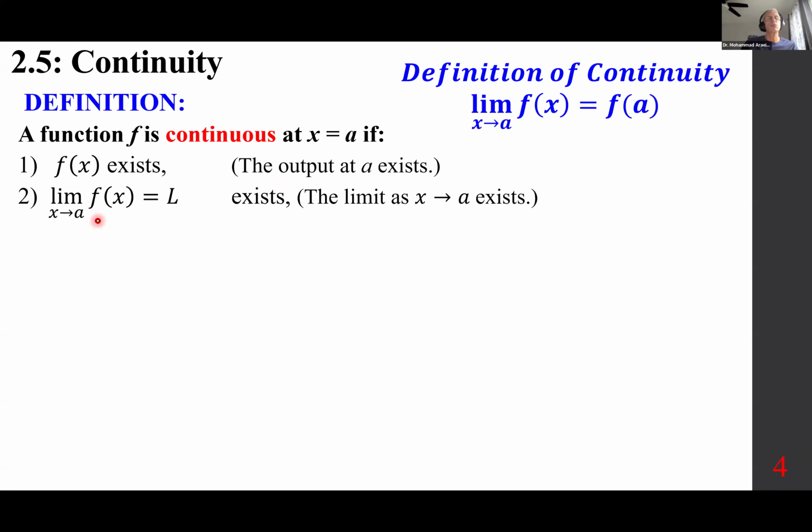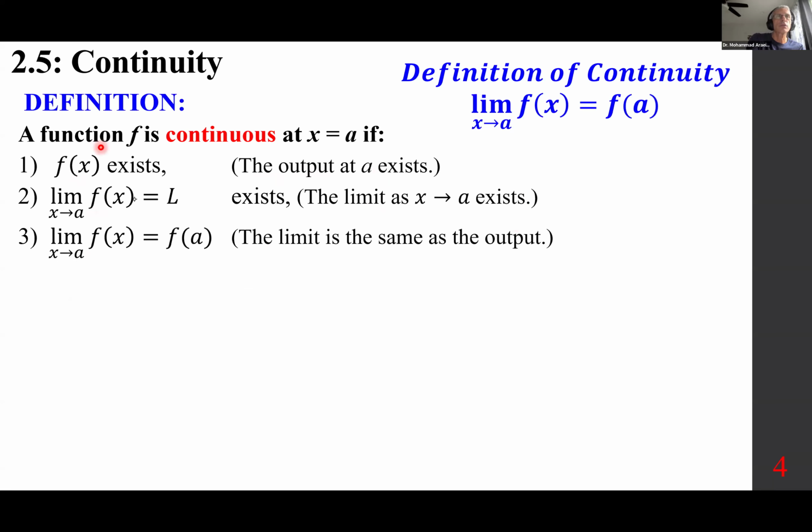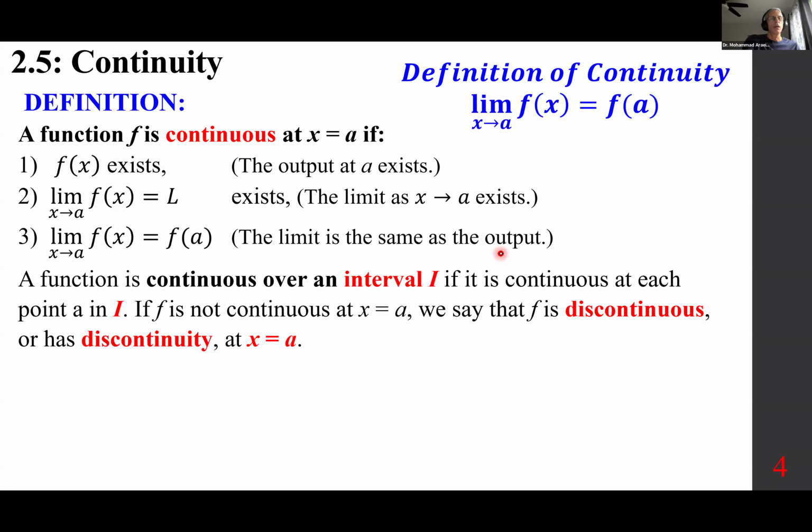Number two, the limit of f of x as x approaches a equals L exists. The limit as x approaches a exists. And finally, the two are equal. The limit of f of x as x approaches a equals f of a. The limit is the same as the output, the y coordinate of the function at x equals a. A function is continuous over an interval I if it is continuous at each point a in that interval I. If f is not continuous at x equals a, we say that f is discontinuous or has a discontinuity at x equals a.